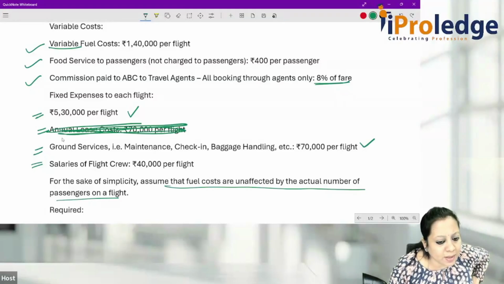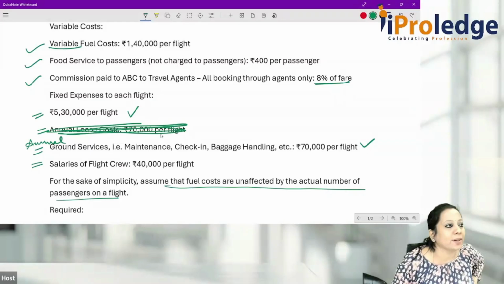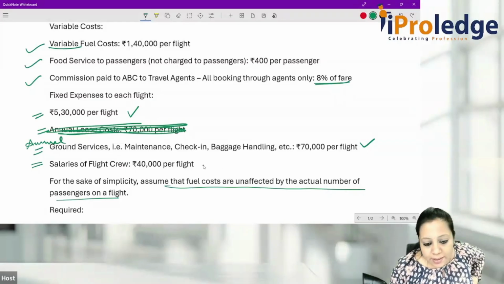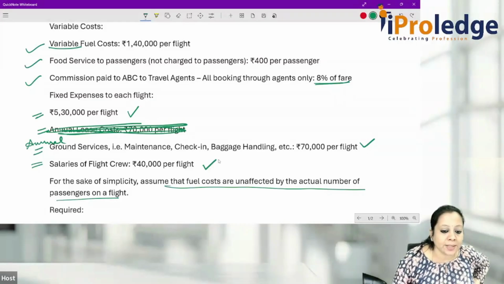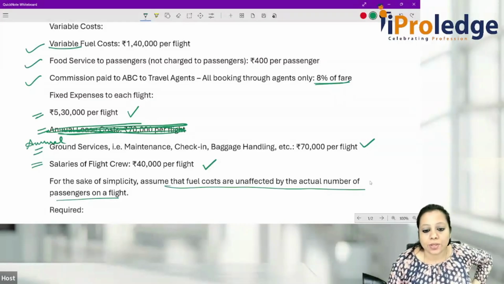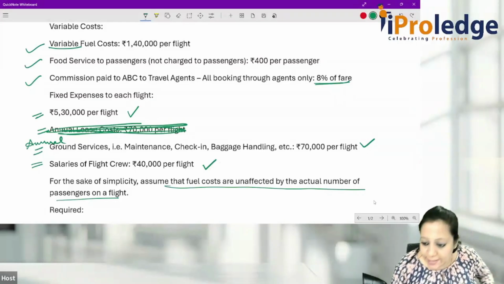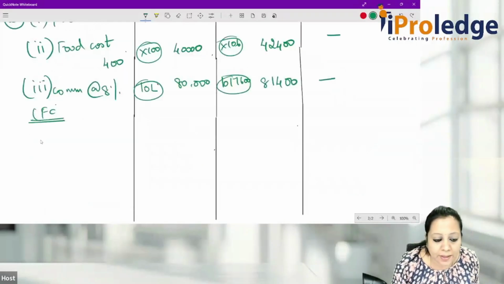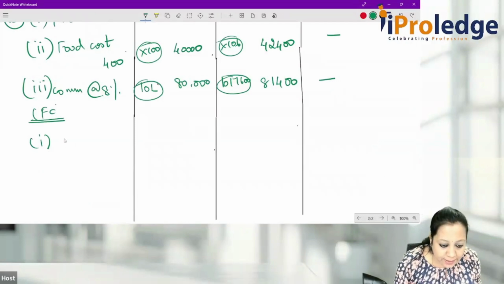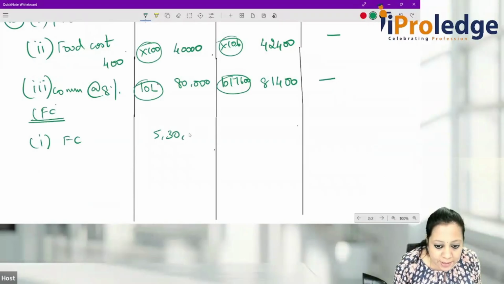Because this annual lease charges is also included here. That's all I'm trying to say. This line is not there. Then salaries of flight crew, that is 40,000. So as per the original question, these three lines are there. So three fixed costs we will consider. Now it is going to be point number one. First fixed cost is how much? That is 5,30,000.